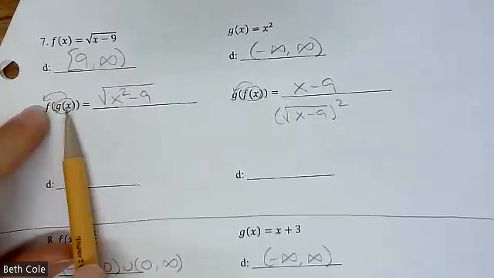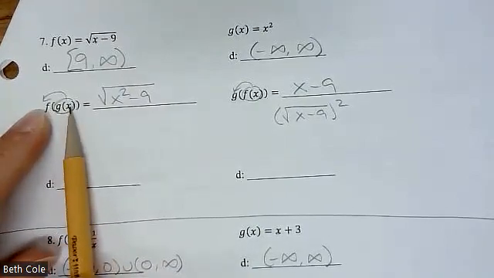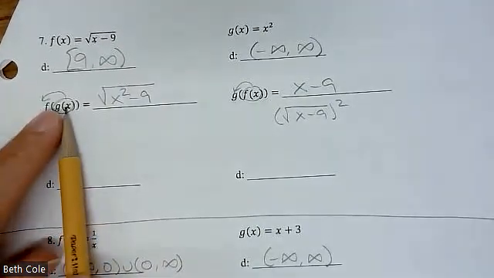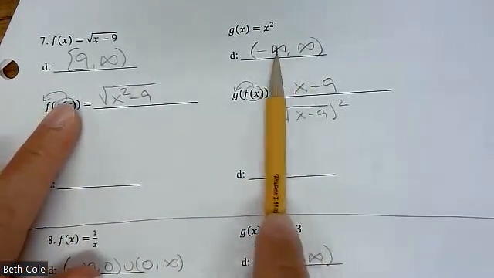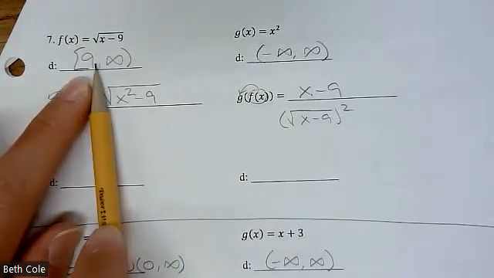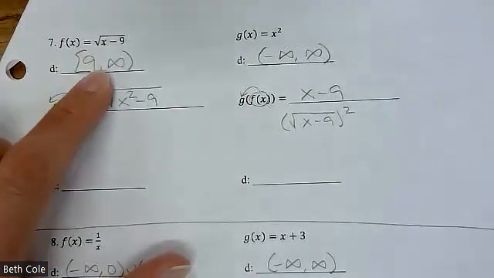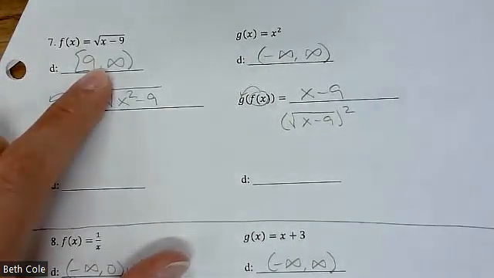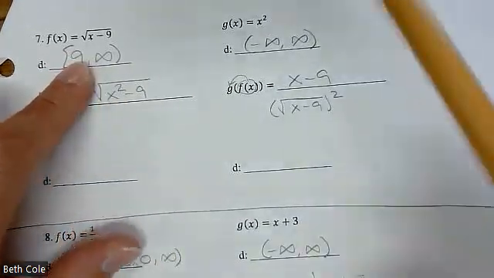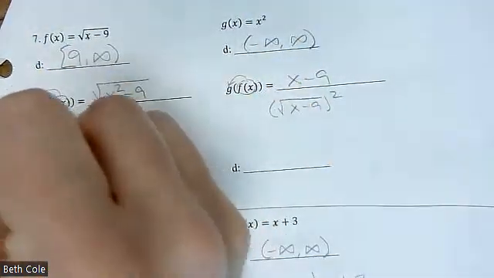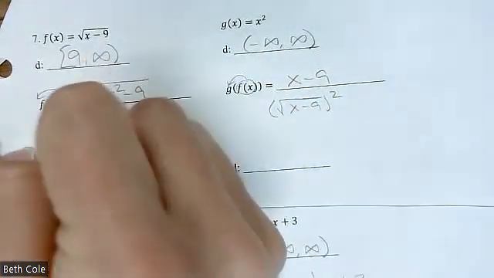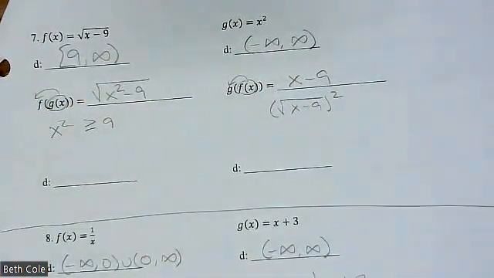All right, number 7. Which one is the inside function? G. Look at G. Does G have a restriction? No. Great. F is outside. Does F have a restriction? Yes. Hey, G of X, you better stay bigger than 9 or else. Do you get what I'm saying? Like, hey, G of X, you better comply with this rule. So you're going to take G of X, this X squared, and you're going to say, hey, you better stay bigger than 9. And then you see where that leads you.